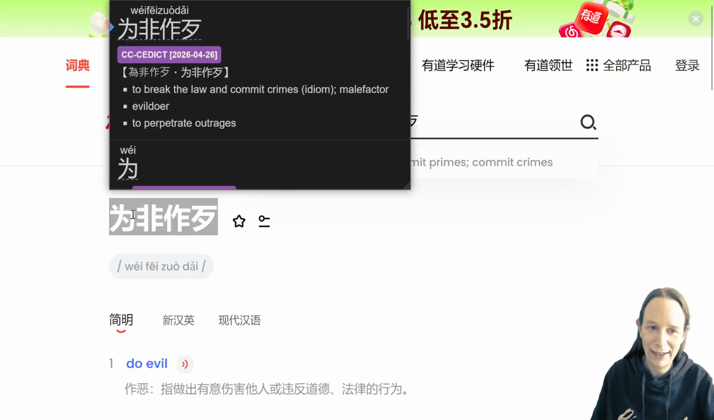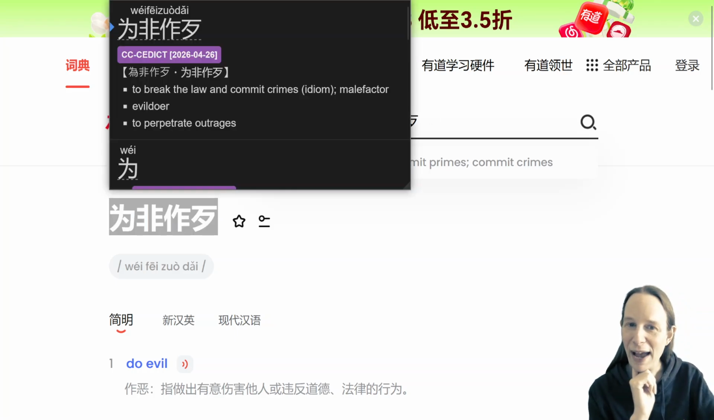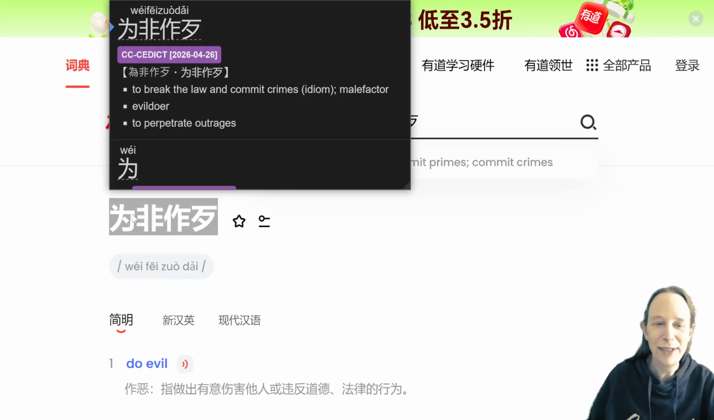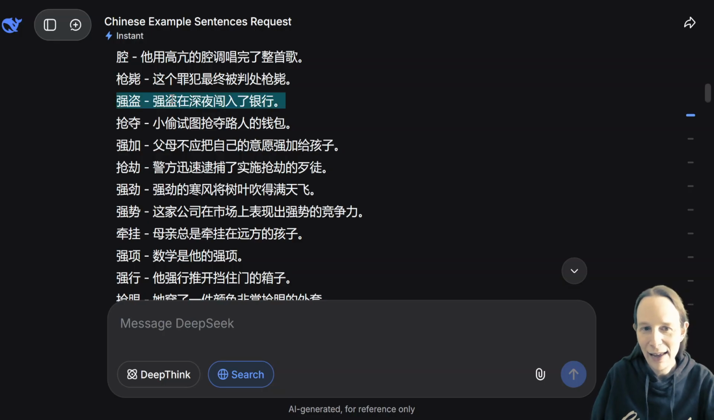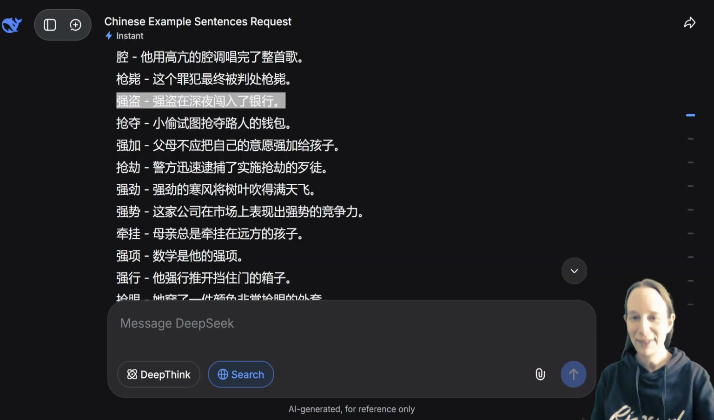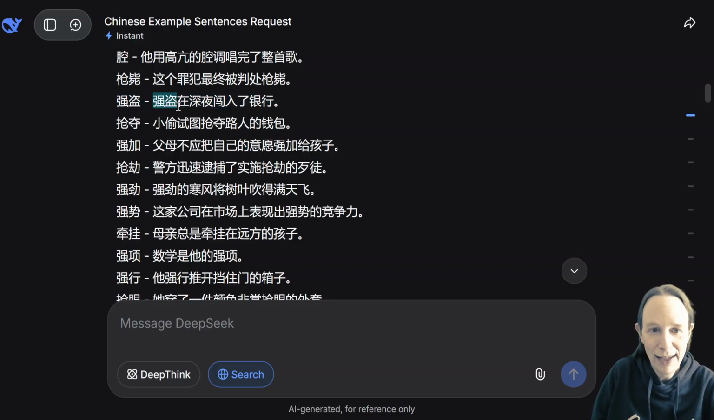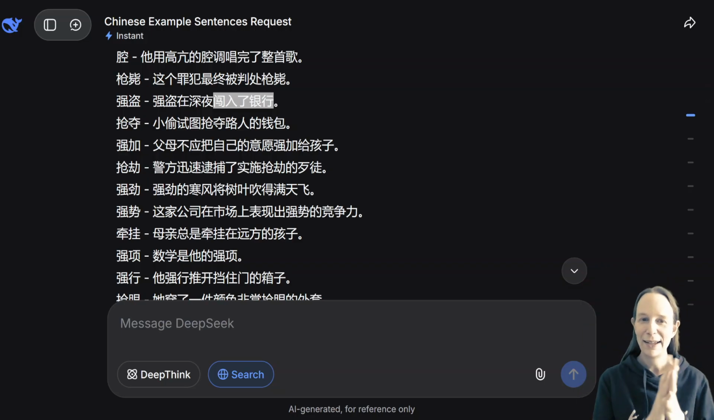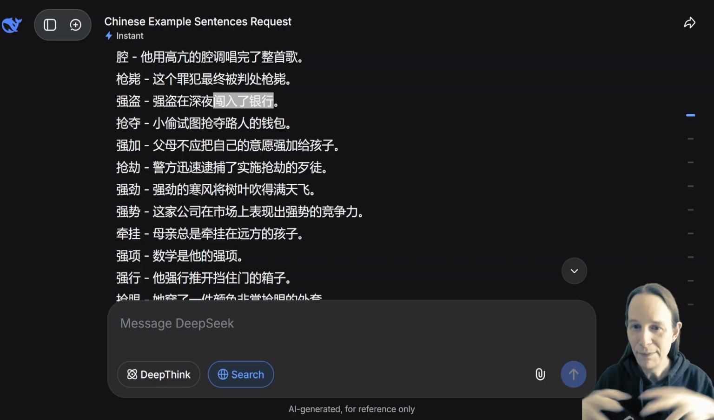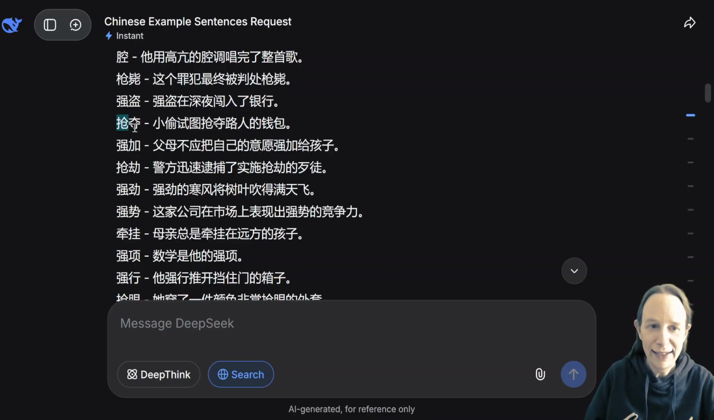Yeah. It's like to do evil, to do bad things. 为非作歹. Alright. I don't think I want to go too far down that rabbit hole. I've been known to go down a rabbit hole from time to time. 强盗在深夜闯入了银行. So the robber in the middle of the night marched into the bank. 银行. All right, 抢夺.